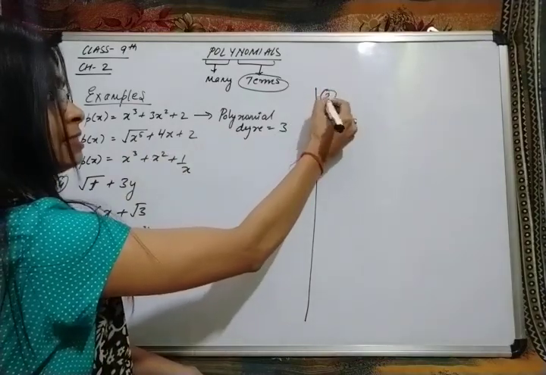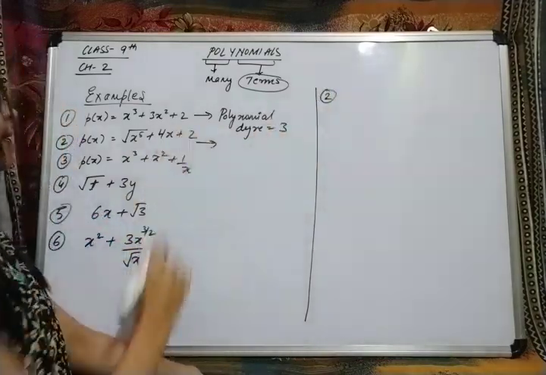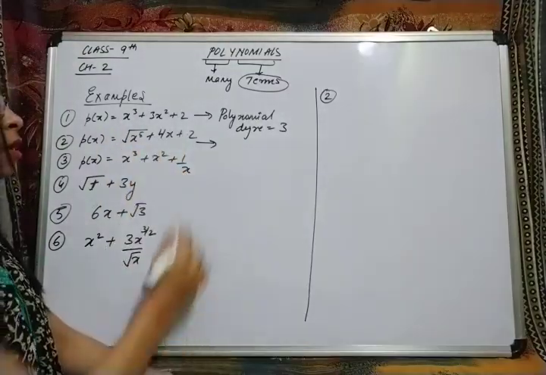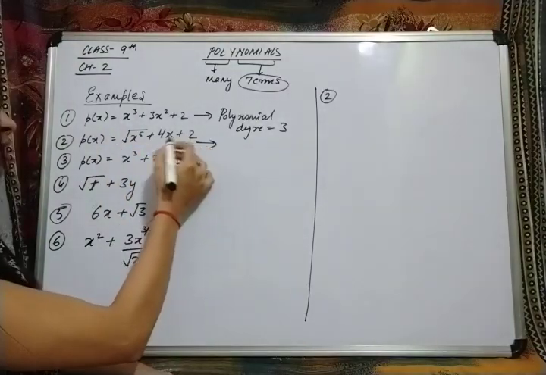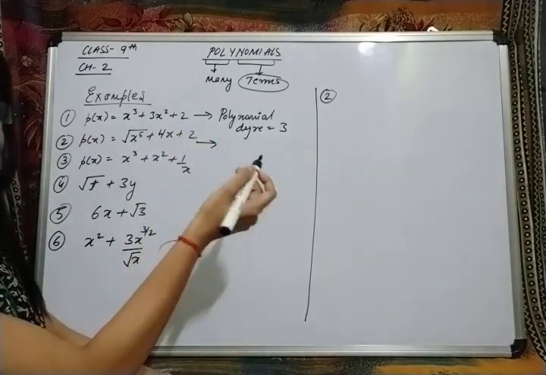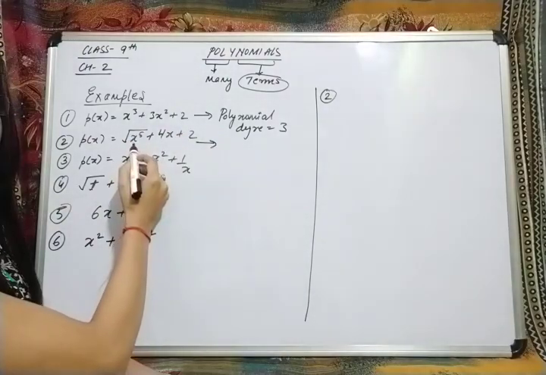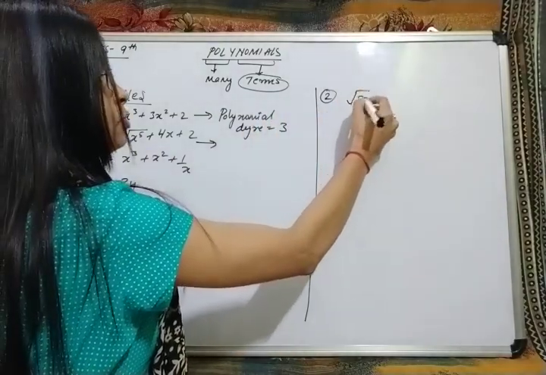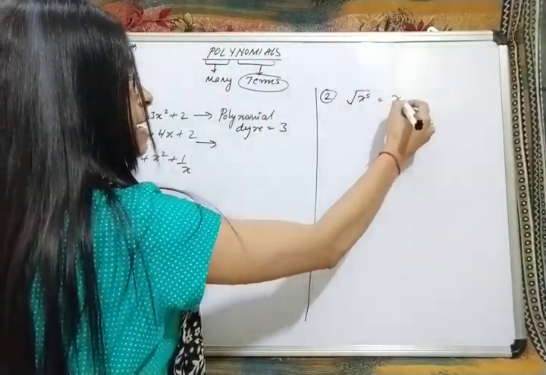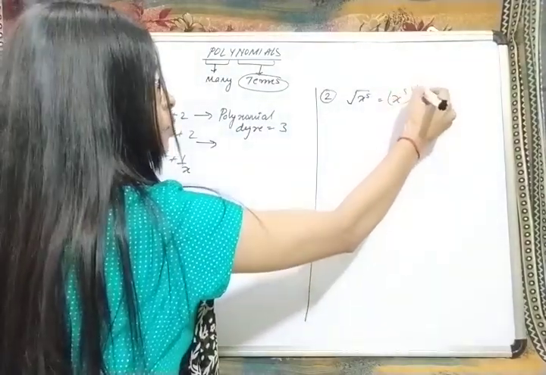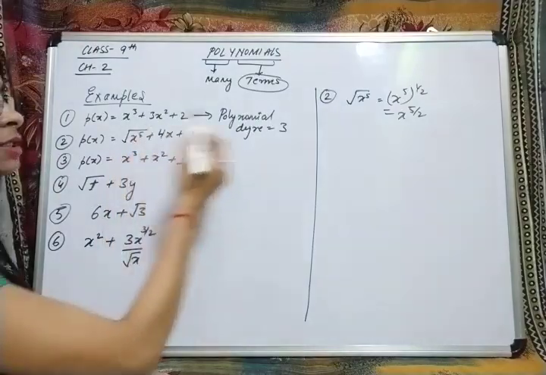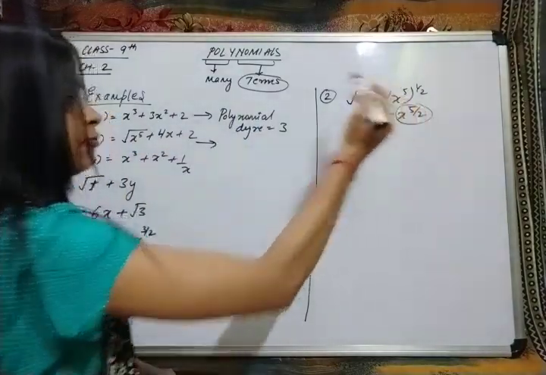Now we'll discuss the second one. Root x to the power 5 plus 4x plus 2. For this, the constant is okay. 4x, x to the power 1, is also okay. But what about root x to the power 5? Root x to the power 5 can be written as x to the power 5 upon 1 by 2, which is x to the power 5 by 2.